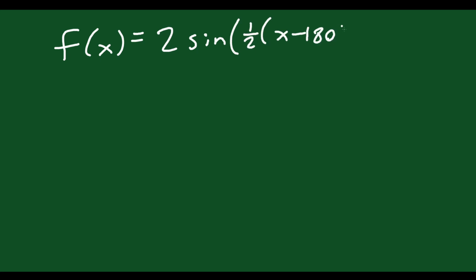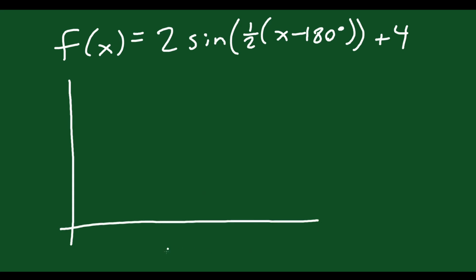Let's say I have f of x equals 2 sine 1/2 x minus 180 degrees plus 4. Okay, what do we do? Well, let's start off with our plane like this. Okay, and we'll start with y equals sine x, our parent function. y equals sine of x. What does that look like? Well, that's just a basic sine function, right? It goes like this. It goes up to a height of 1, down to negative 1, right?